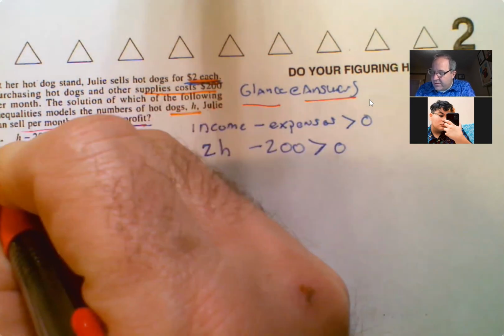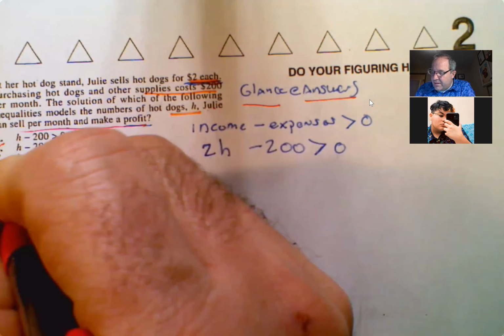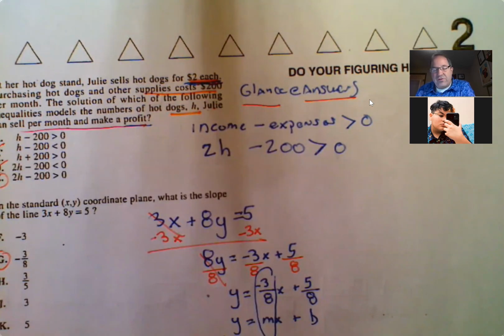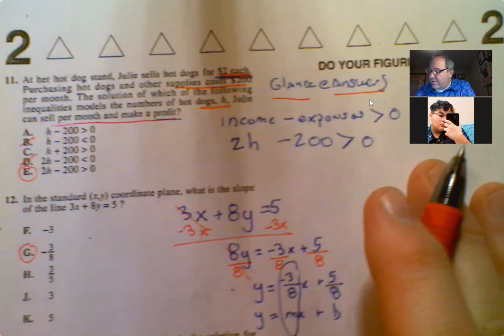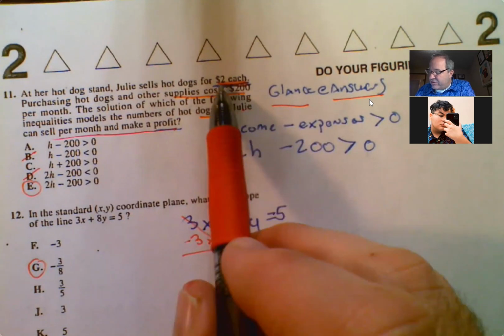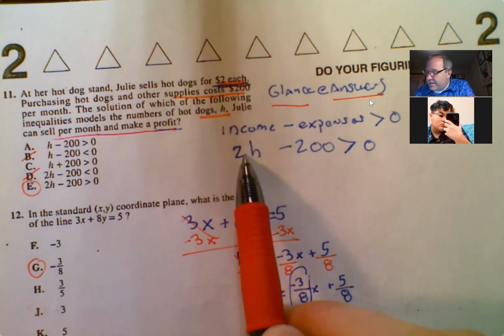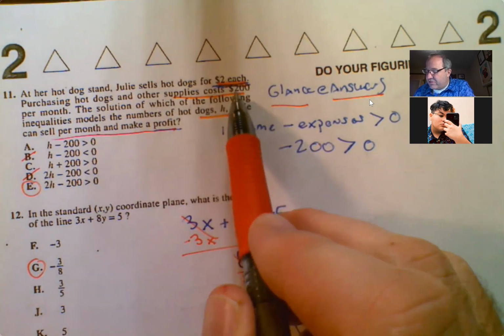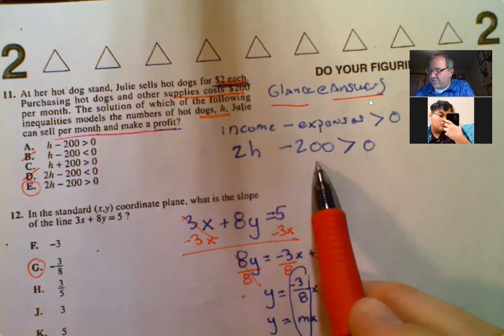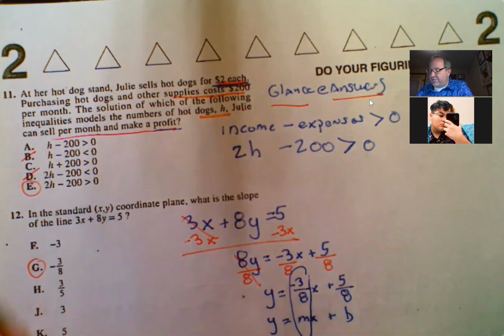So I could safely eliminate B and D because those are not greater than 0. Now, the income, it says $2 for every hot dog. So I said that's going to be 2H. And then the expense is just, the supplies just cost $200 a month. So minus 200. Here's our inequality. There it is, letter E.